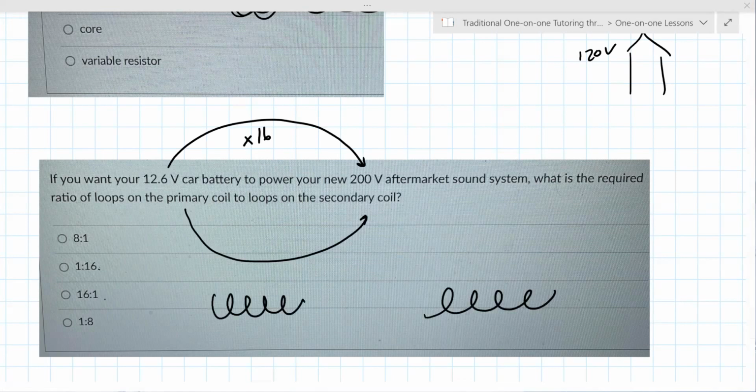Let me just look for an example to maybe give us the answer, because I don't know right off the top here. Primary coil to secondary coil. Sometimes when you're watching lectures, they give you an example problem that might be useful here to be able to figure this out.